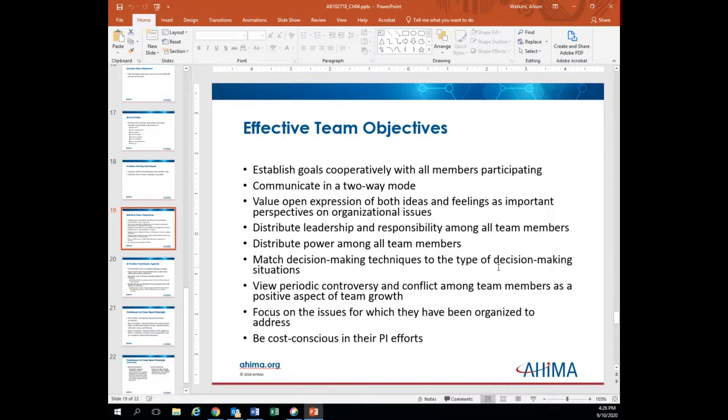Focusing on the issues the team has been organized to address and keeping at the heart of the work the mission, vision, and values, and making sure the team's performance improvement efforts and management of the project design or tools are cost conscious. We can't take the approach that money is no object. Money is an object, no matter how big the company is. So that has to be taken into consideration. So, people issues section there.